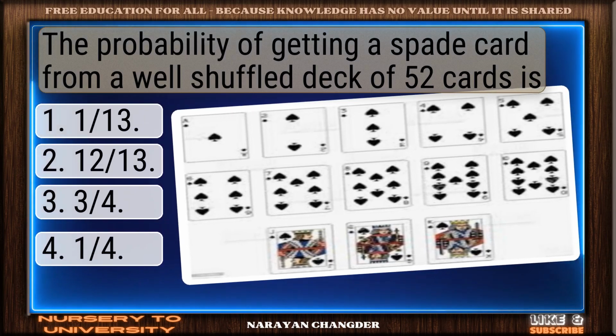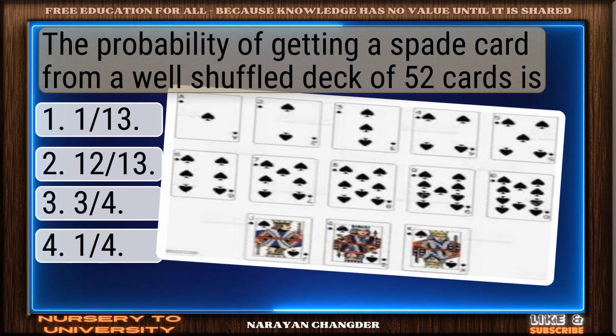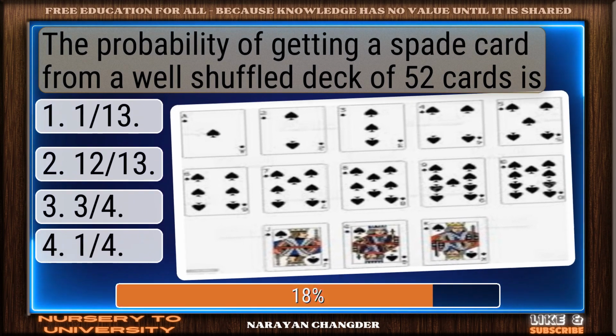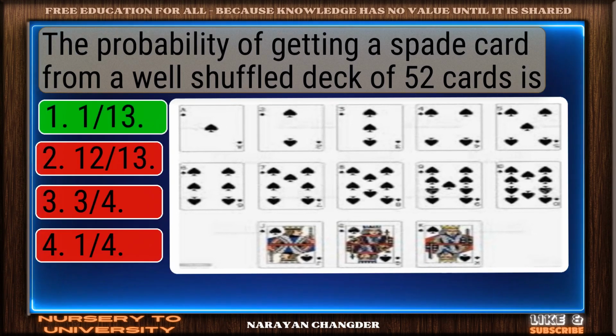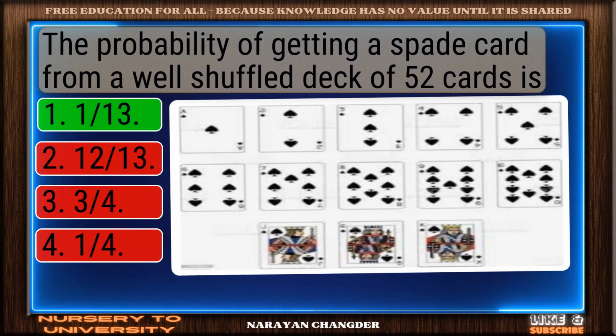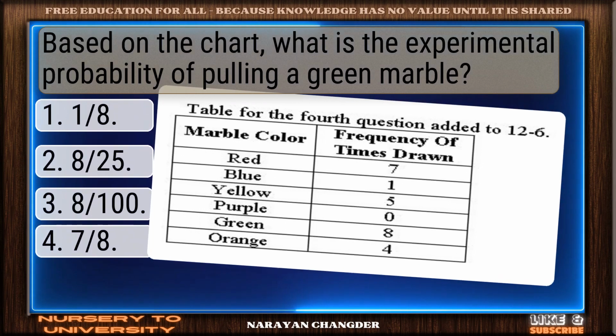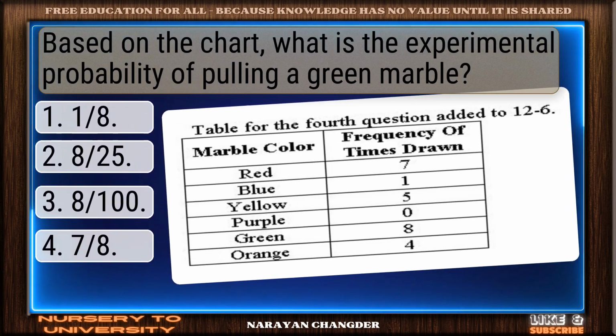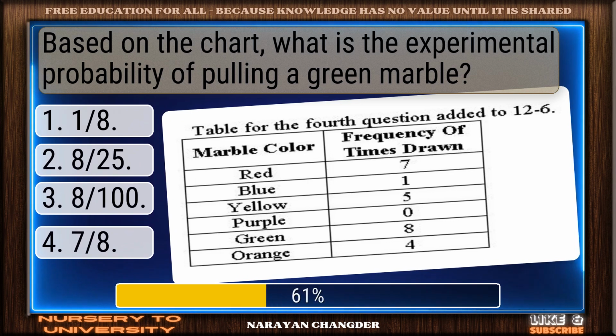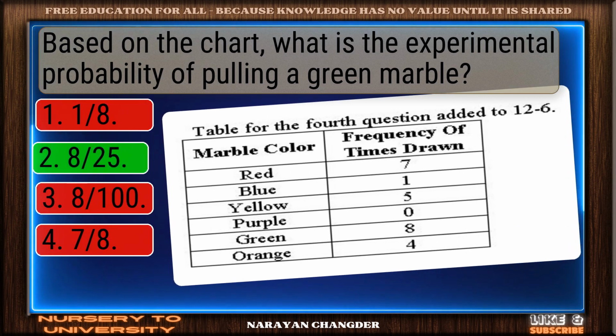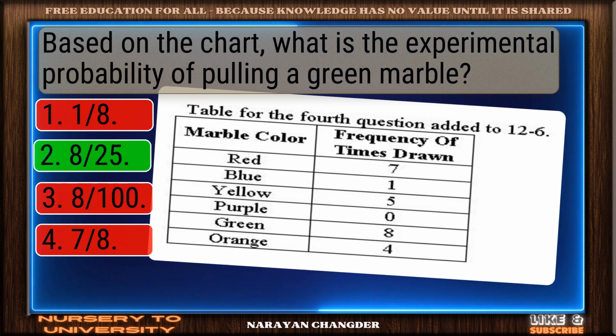The probability of getting a spade card from a well-shuffled deck of 52 cards is. Well reasoned. 13/52 is correct. Based on the chart, what is the experimental probability of pulling a green marble? Correct response. 8/25 is accurate.